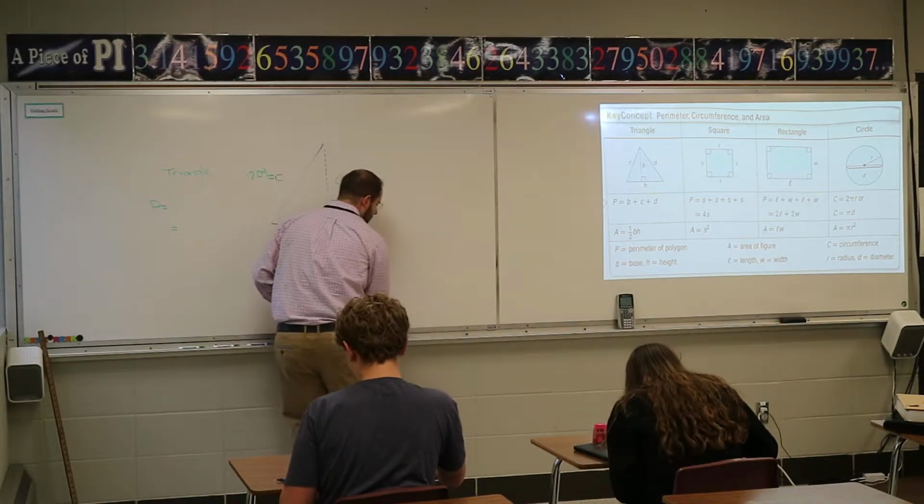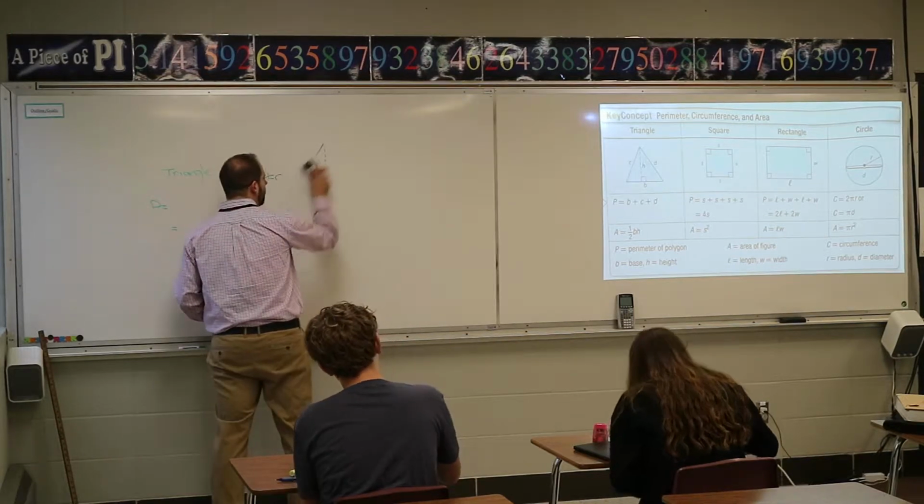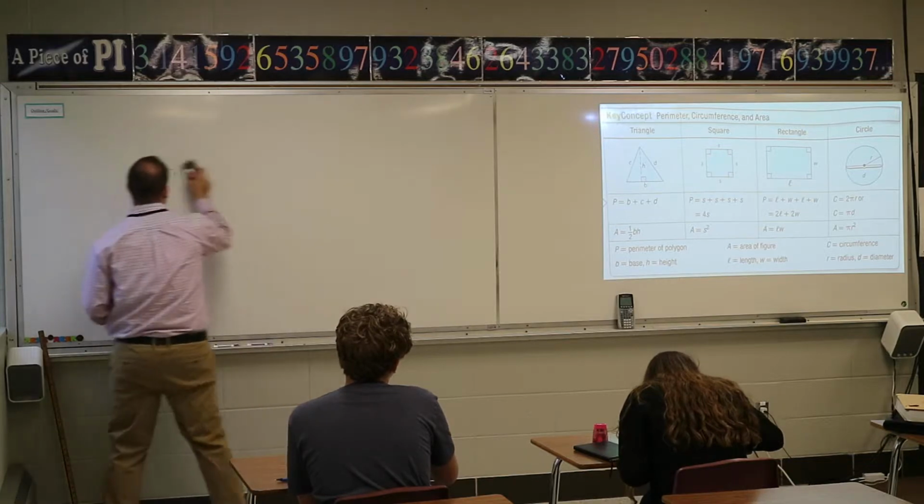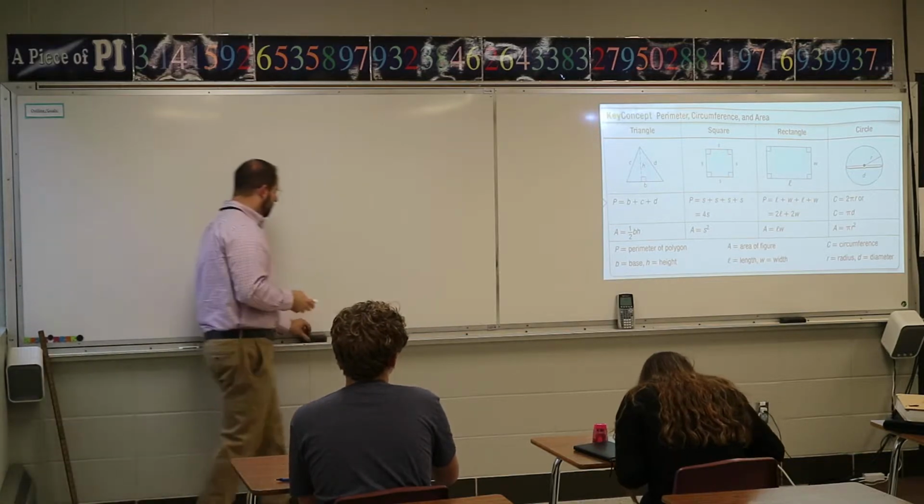Let's go to a circle and let's do the same thing. Now in a circle, they call perimeter circumference. They don't call it perimeter because we're on a curve. Curves are not polygons, so they have to call it something else. So we're going to do a circle now.